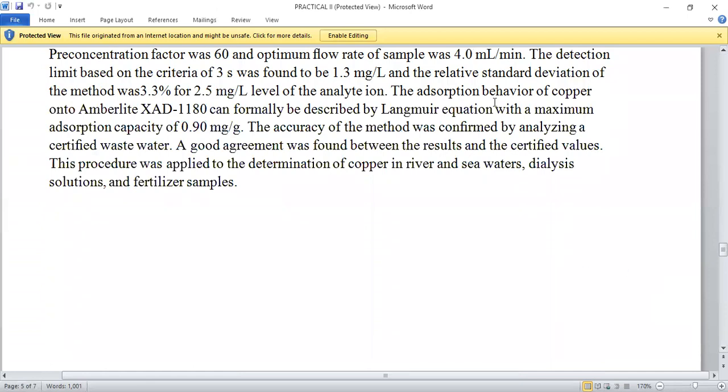The adsorption behavior of copper onto Amberlite XAD-1180 can formally be described by the Langmuir equation with a maximum adsorption capacity of 0.90 milligram per gram. The accuracy of the method was confirmed by analyzing a certified wastewater. A good agreement was found between the results and the certified values. This procedure was applied to the determination of copper in river and seawater, dialysis solutions and fertilizer samples.